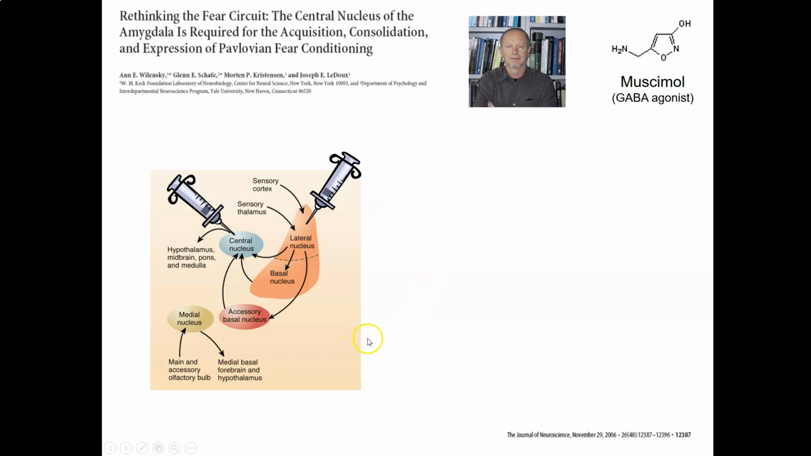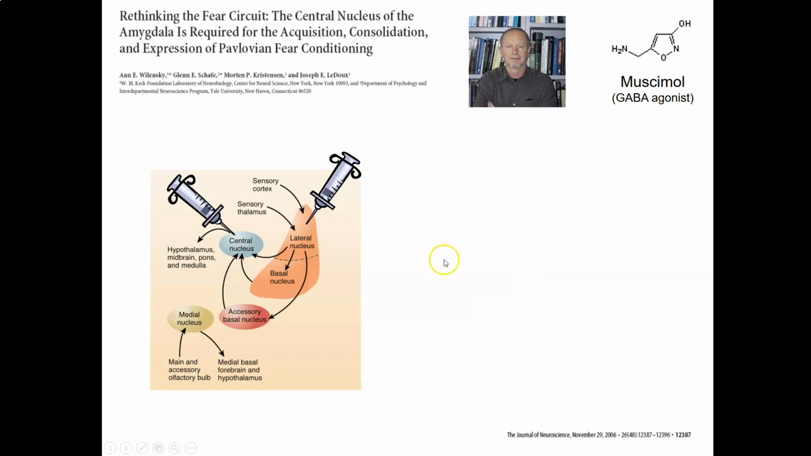Okay, so in any event, I'm going to introduce you to this experiment for a number of reasons. One is to work through some of this circuitry, and the other is to look at this technique, which we already talked about earlier, using this drug called muscimol, which is a GABA agonist, to temporarily inactivate a brain area.